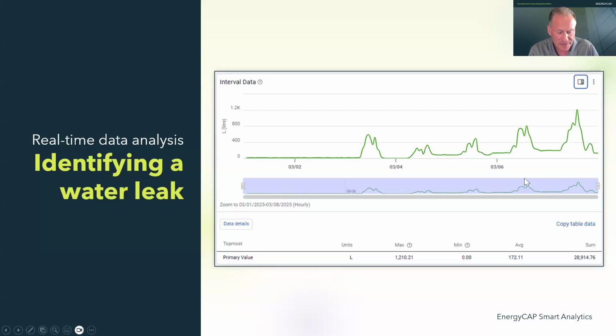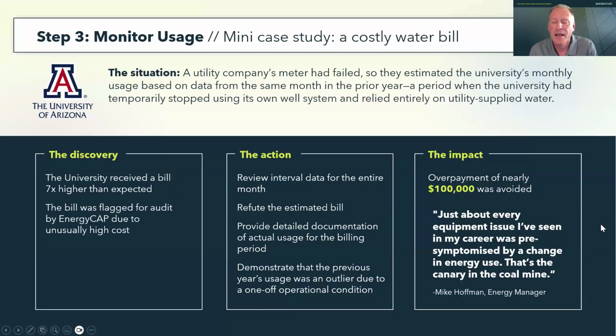With that, what I'd like to do is invite somebody in on the webinar. I wanted to invite Mike Hoffman in from the University of Arizona. Mike has worked with Energy Cap for a couple years now, and I wanted him to share a little bit of his experience with Energy Cap. So rather than hearing it from me, I wanted to hear it from an actual user of the software and how it's helped the University of Arizona. So hopefully, if we don't have any technical glitches, Mike, are you out there? Can you offer us some insight on the University of Arizona?